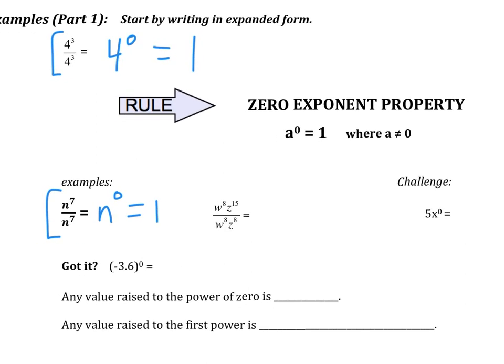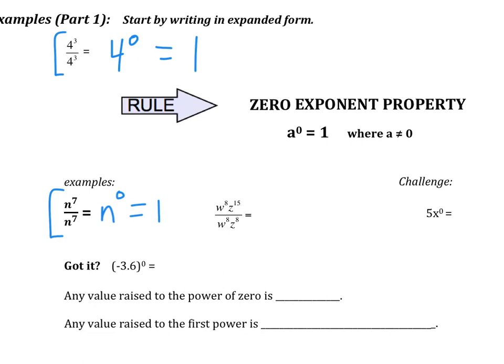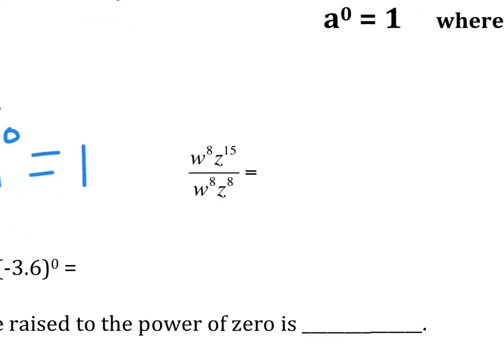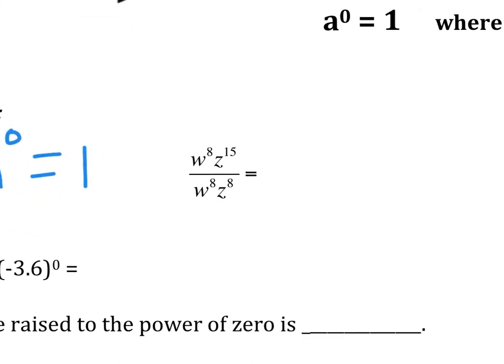What about the next one here? w to the 8th, z to the 15th, divided by w to the 8th, z to the 8th. So let's separate this into 2 problems here. First we have our w's to deal with, and then we have our z's to deal with.